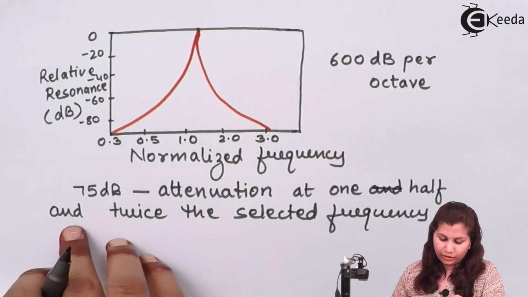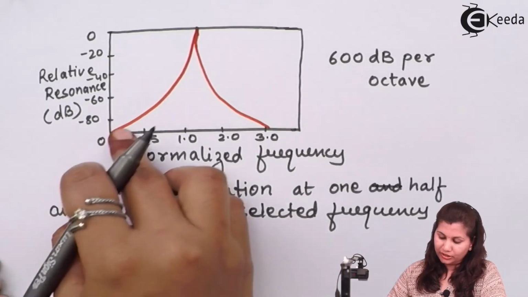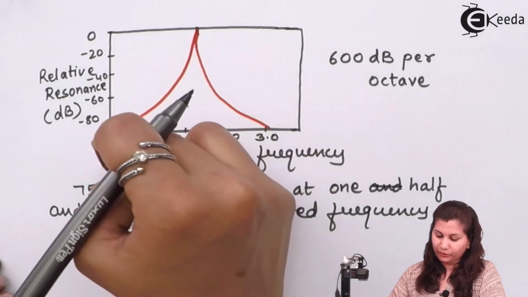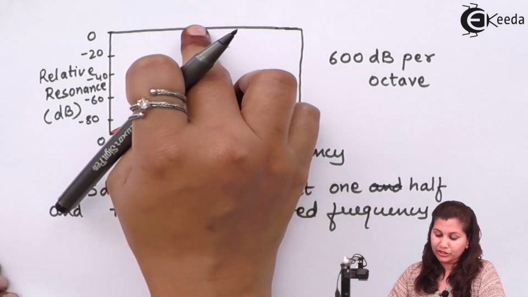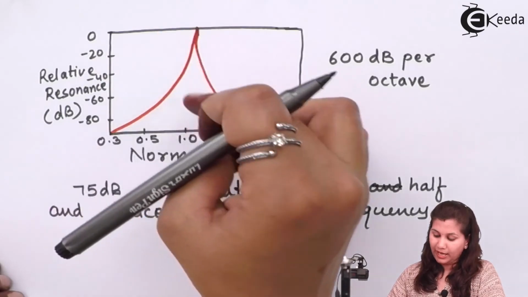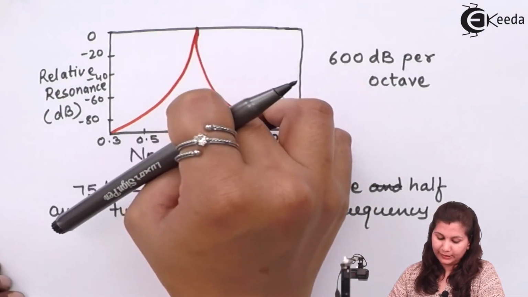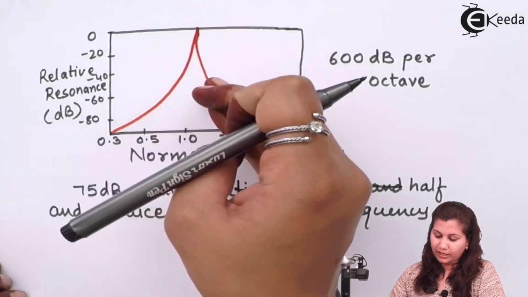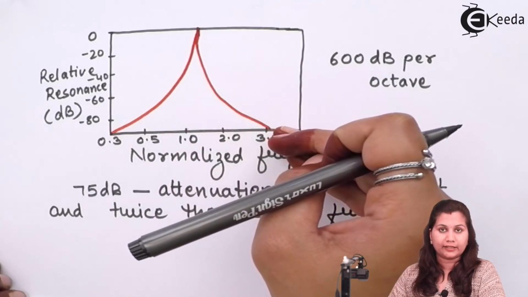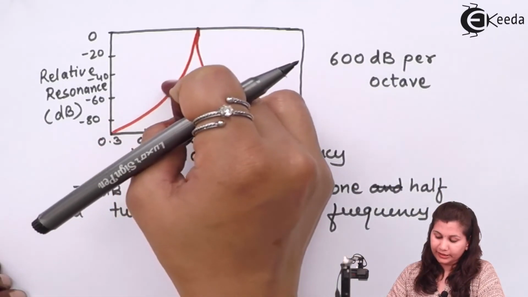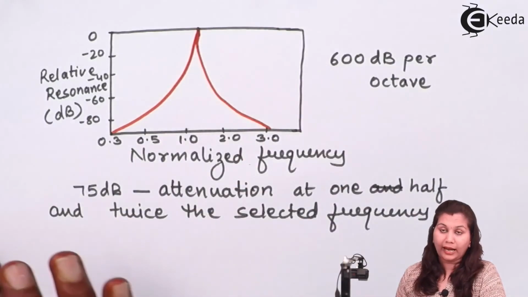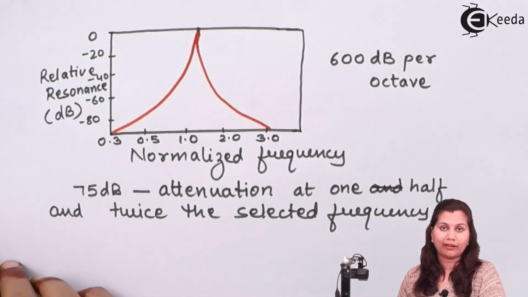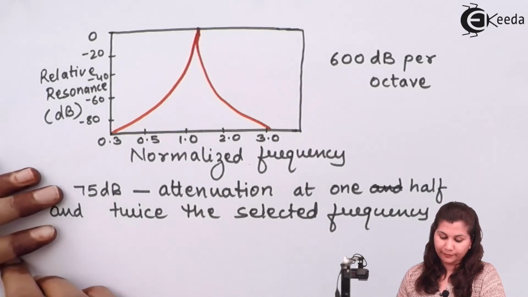You can see that the attenuation is increasing as the frequency moves away, and after the attenuation has reached 0 dB at the center frequency, it again starts increasing. Here it is increasing and here it is decreasing. In this way, the attenuation characteristics of the wave analyzer change.